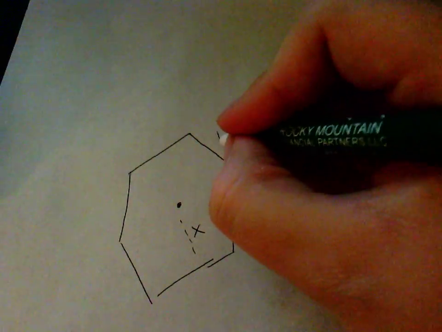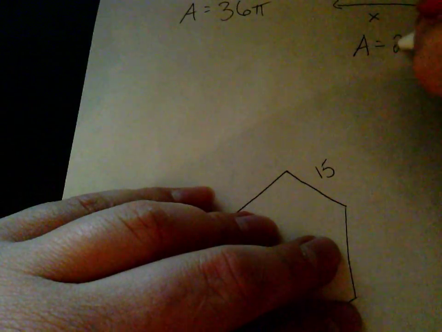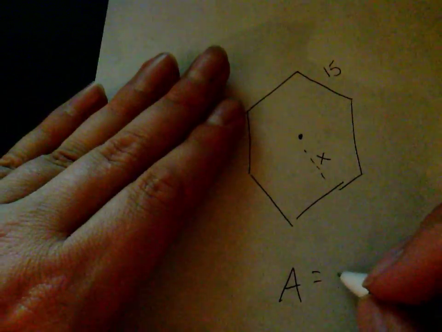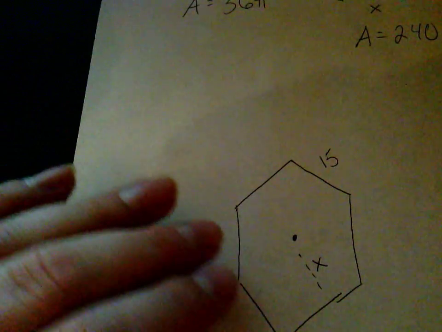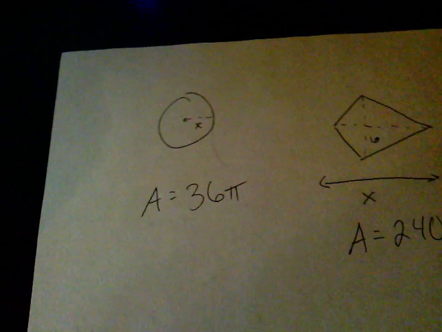I'm going to call this x and then call this 15. Alright, so this area I'm going to say is, I don't know, 240, and this area is, I don't know, 225. Alright, so these are actually a lot easier than you think they are.